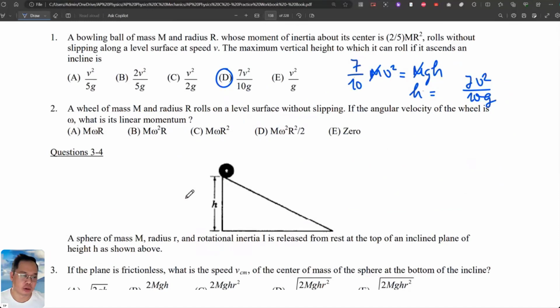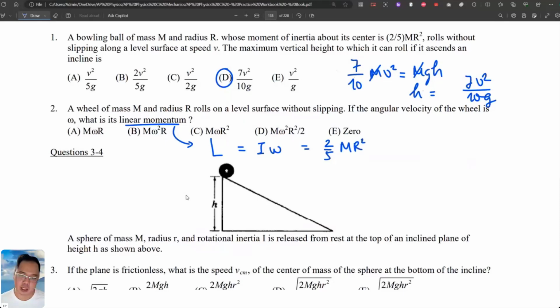Question 2. A wheel of mass m and radius r rolls on the level surface without slipping. If the angular velocity of the wheel is omega, what is the linear momentum? Formula for angular momentum is L equal to I times omega, just like P equal mv. Given I of the wheel is 2/5 mr squared.